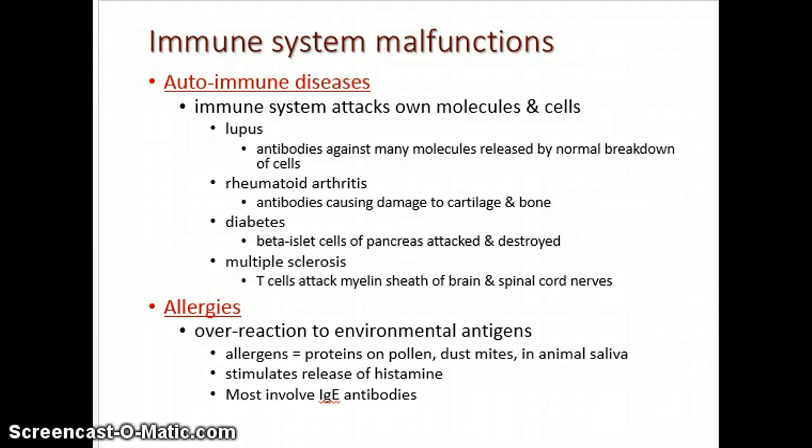cause our body to go into this pretty much uncontrolled overreaction to these presenting antigens, and in this case, allergens. Most of these overreactions, or allergic reactions, involve the IgE antibodies.